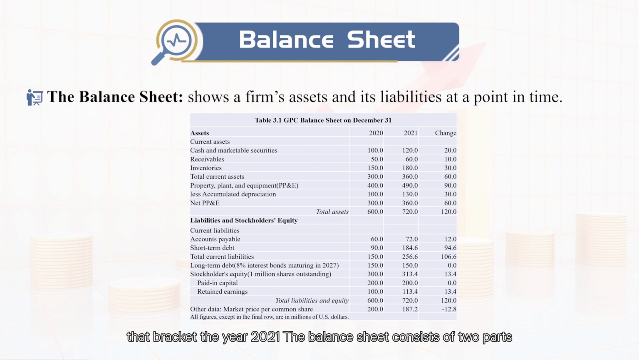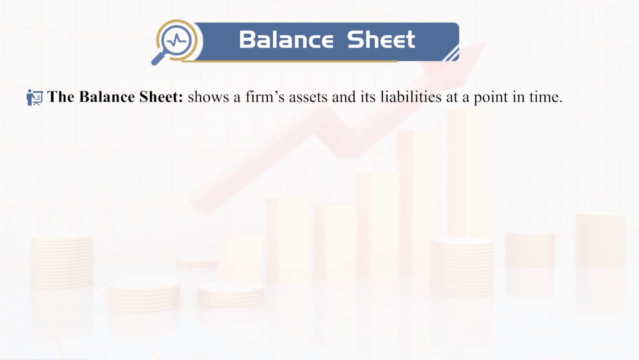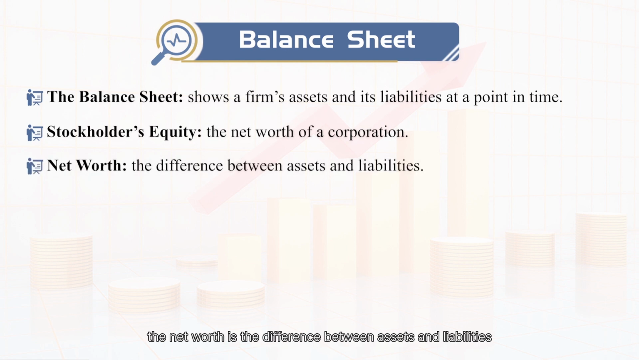The balance sheet consists of two parts. One part is assets and another is liabilities and stockholders' equity. Stockholders' equity is the net worth of a corporation, where the net worth is the difference between assets and liabilities. In specific, let's first examine the balance sheet on December 31st, 2020, just before the start of 2021.